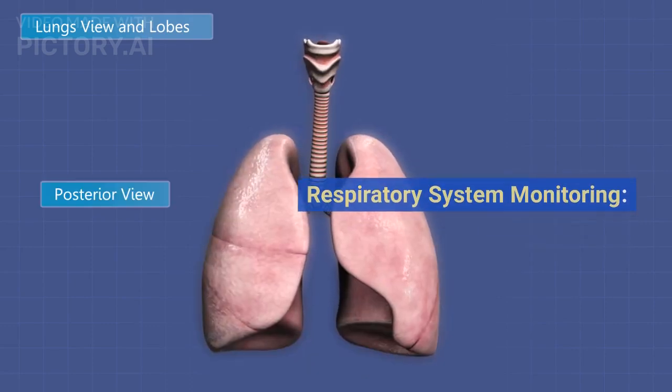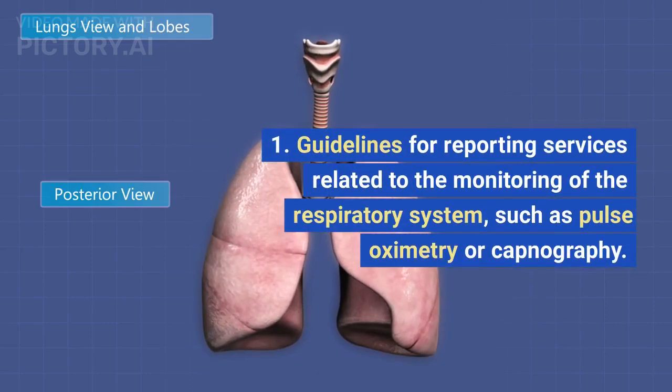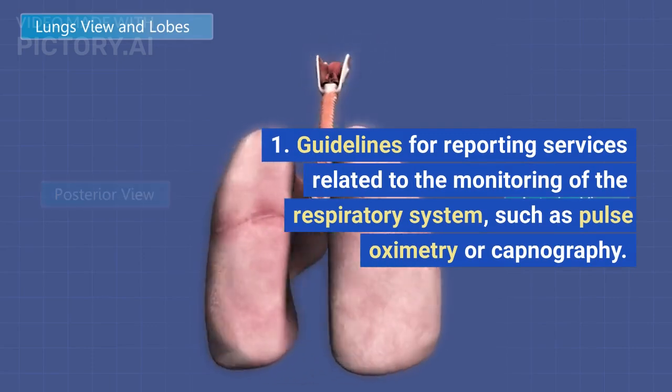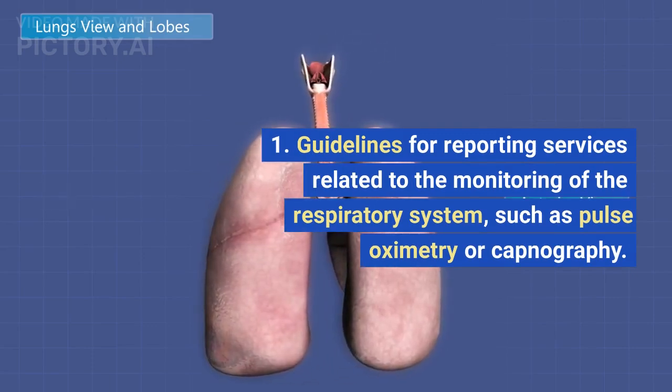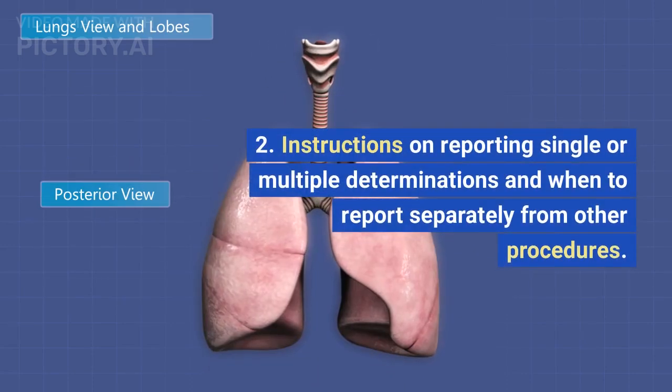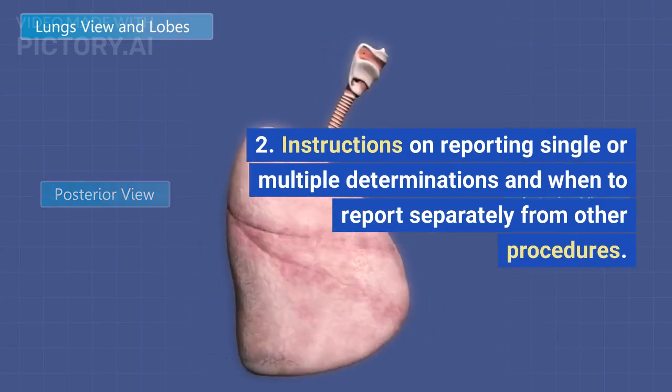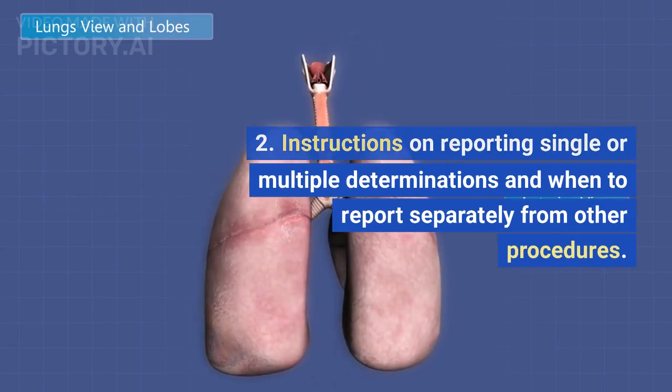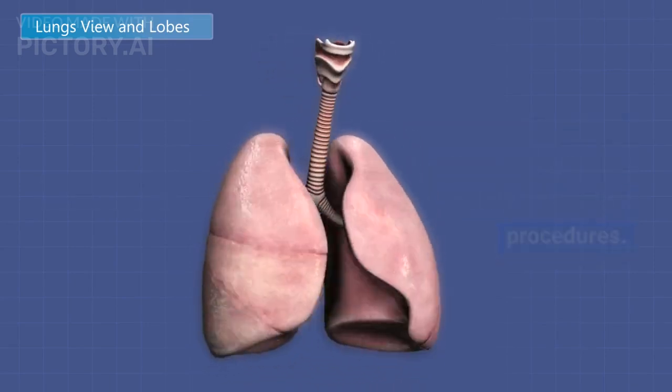Respiratory system monitoring. 1. Guidelines for reporting services related to the monitoring of the respiratory system, such as pulse oximetry or capnography. 2. Instructions on reporting single or multiple determinations and when to report separately from other procedures.